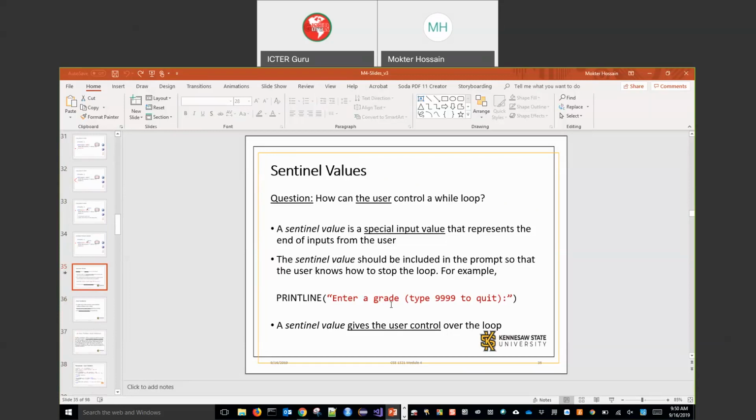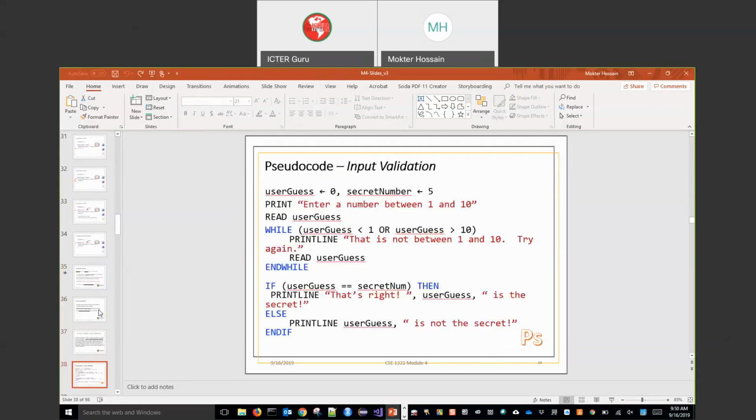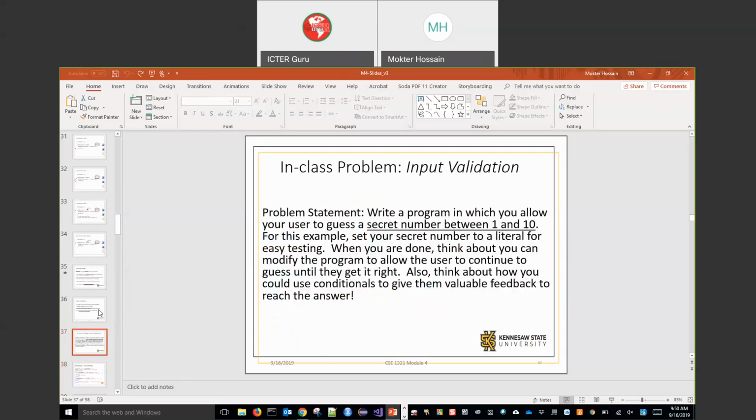For instance, you will see enter a grade, 9999. That means it gets 9999. Okay, I will discuss this through a program. Let us see what this problem says. Write a program in which you allow the user to guess a secret number between 1 and 10. Whoever is running the program will be asked to guess a number 1 to 10. For this example, set your secret number to a literal for ease. For instance, you can select secret number 7.